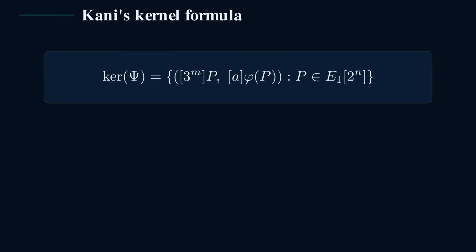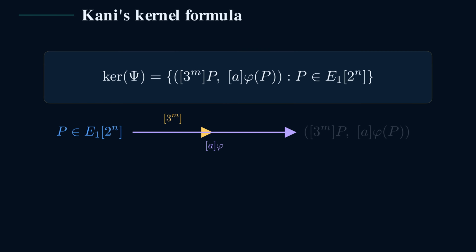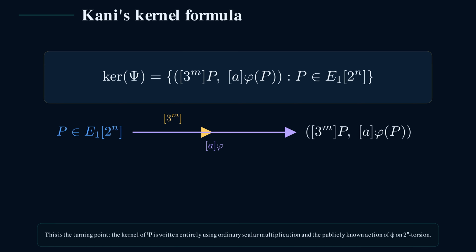Kani's lemma gives an explicit description of the kernel. For every 2^n torsion point P on E1, take the pair 3^m times P in the first coordinate and a times phi of P in the second coordinate. The collection of all those pairs is exactly the kernel of psi. And this formula is the turning point. The hidden map phi appears only through its values on 2^n torsion, the exact values SIDH publishes.